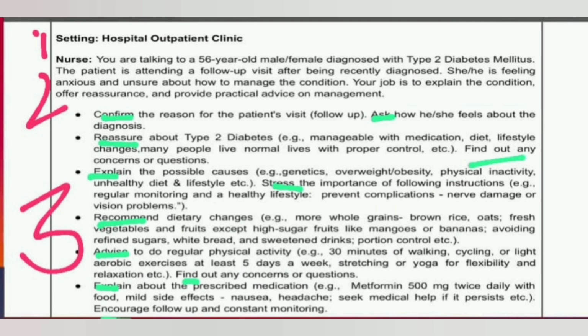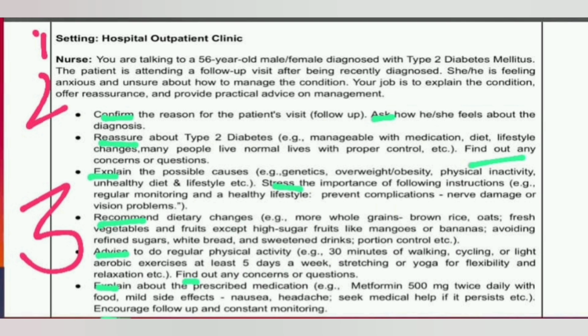So Mrs. Elizabeth, now I would like to tell you regarding your prescribed medication, that is metformin, which you are taking 2 times a day and the dose is 500 mg. With this medication, there are some side effects like nausea and headache, but if this persists, you can seek medical advice as soon as possible. Is that clear to you? So, okay, we can ask, say like this.